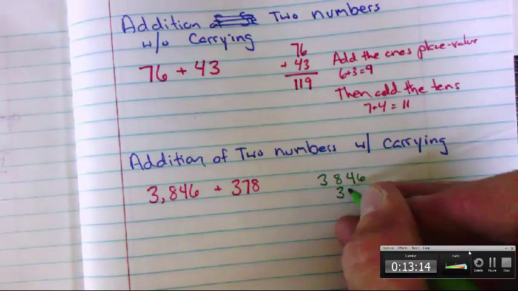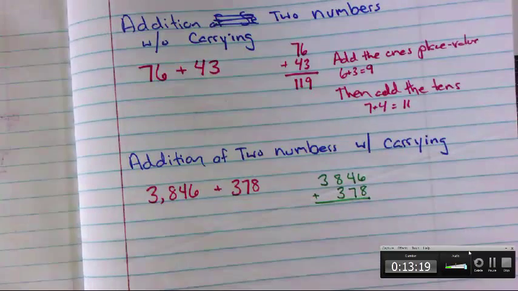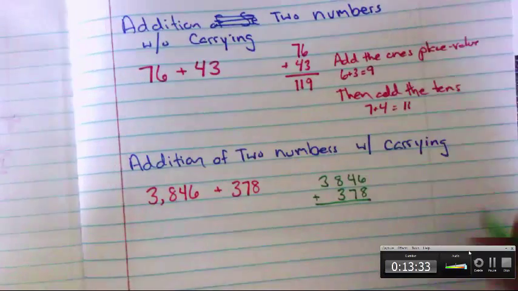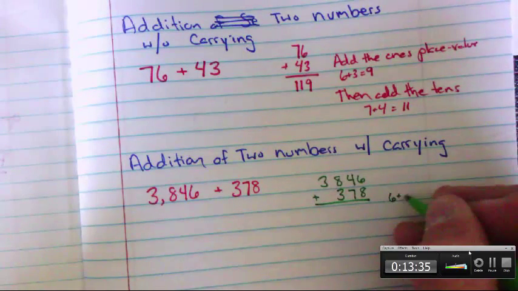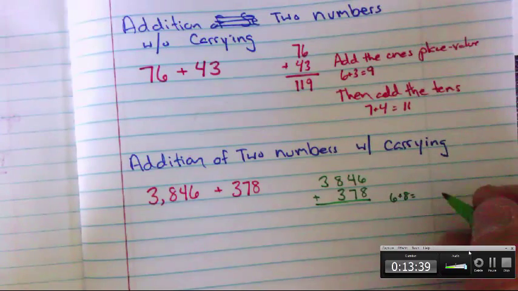First thing you do is you line up the numbers based on their place value. So 3,846, and then directly underneath of that would be 378. The place values have to line up. So we would not line up the 3s, because the one represents 3,000, whereas the other one represents 300. And then we'd go through and do our addition problem starting at the right.